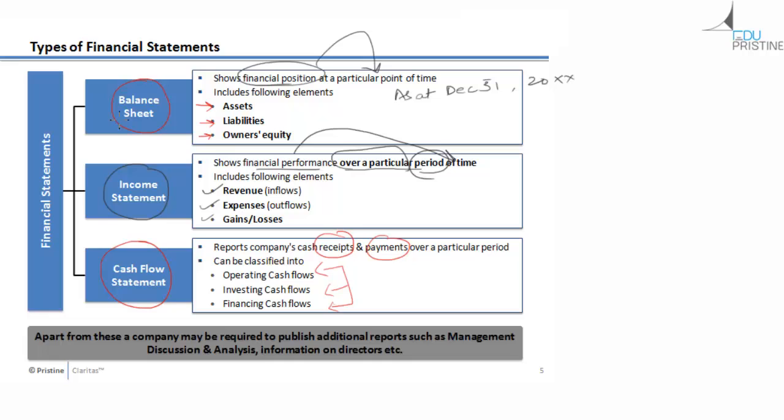Apart from these three main foundation pillars, which will talk about different aspects of the company, there is some additional information also which is sometimes published, like MD&A, which is Management's Discussion and Analysis, and some information about the directors. There are a lot of SEC filings, everything we are going to talk about in detail.